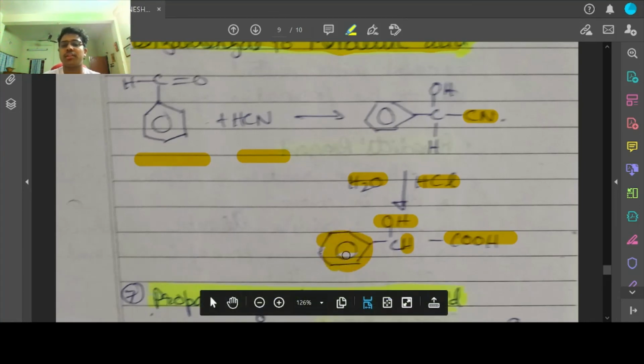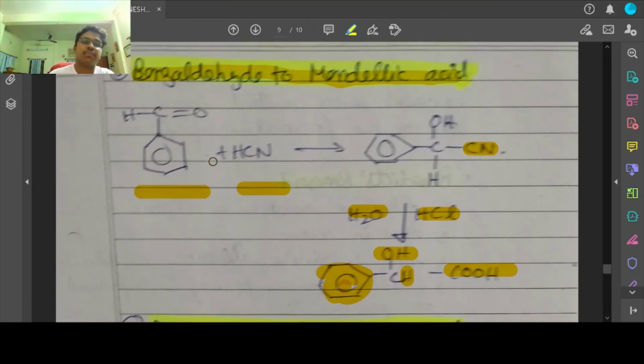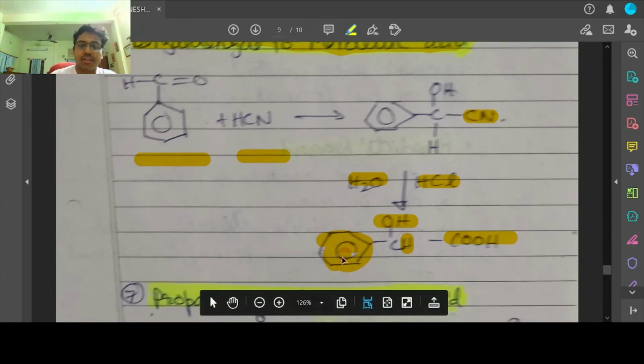So here the cyanide group is replaced with a C double bond OH group, and all the other things remain intact. This benzene group remains intact, this OH group remains intact, this hydrogen remains intact, only the cyano group is converted to a C double bond OH group. So this is mandelic acid. This compound is known as mandelic acid, remember this by heart. Benzene, CH, OH, C double bond OH, this is known as mandelic acid.